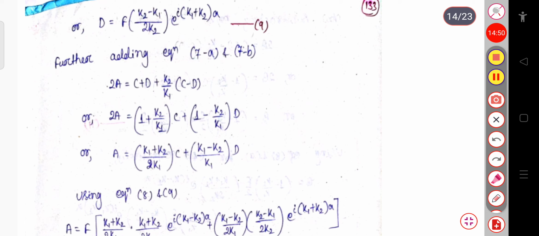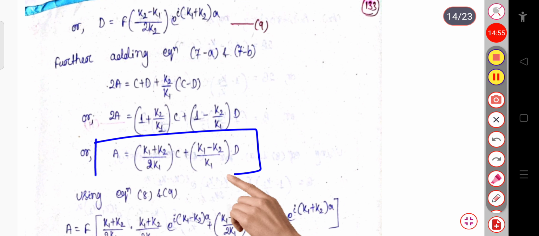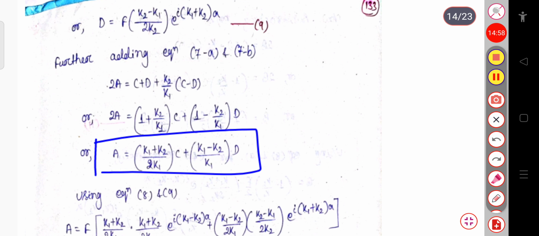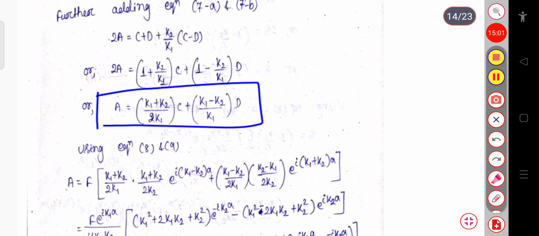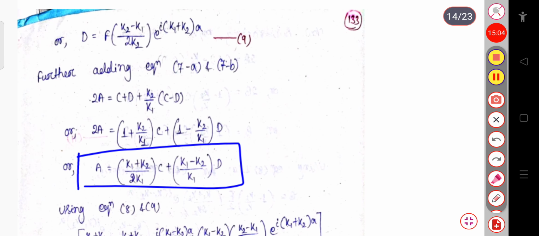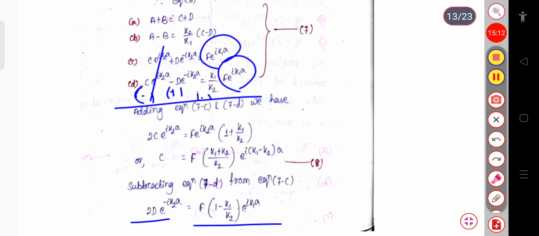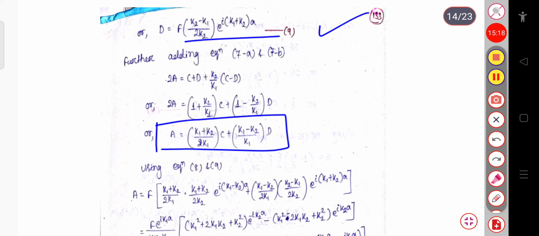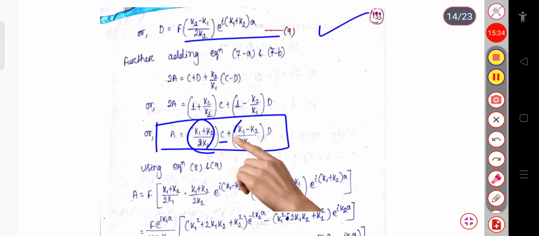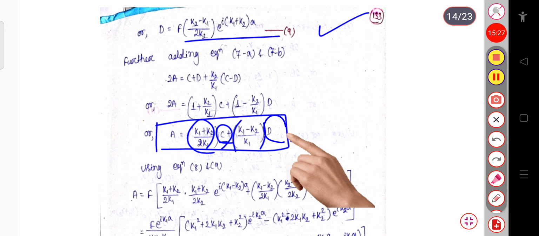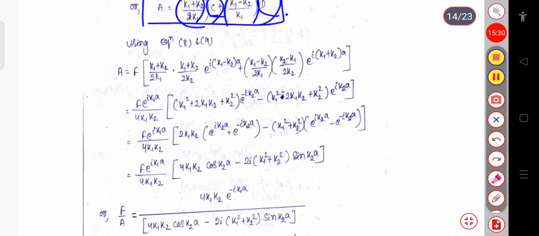Now further similarly, if you add the expressions 7a and 7b, you will get finally A in terms of C and D. Now if I use equations 8 and 9, finally you will write A is equal to F into, so this total expression, (k2 minus k1) divided by 2k2 exponential iota (k1 plus k2) into a. So here you can see we have calculated C in terms of F and also D in terms of F. So now if I put this value here, you can see A is equal to this into C plus this into D. If I substitute the value of C and D here, you will simply get this expression.